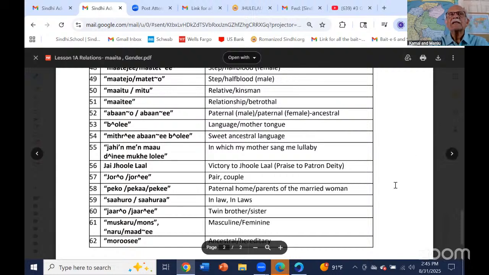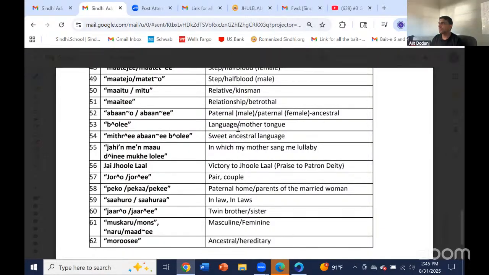Okay. Now, Boli, what is Boli? Boli is language. Is it masculine or feminine? Boli is feminine. Now what will I say?